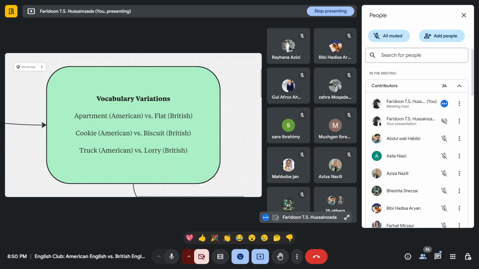Okay. Another difference is the word cookie. Now, cookie is the word in American English, and biscuit is the word for cookie again, but in British English.